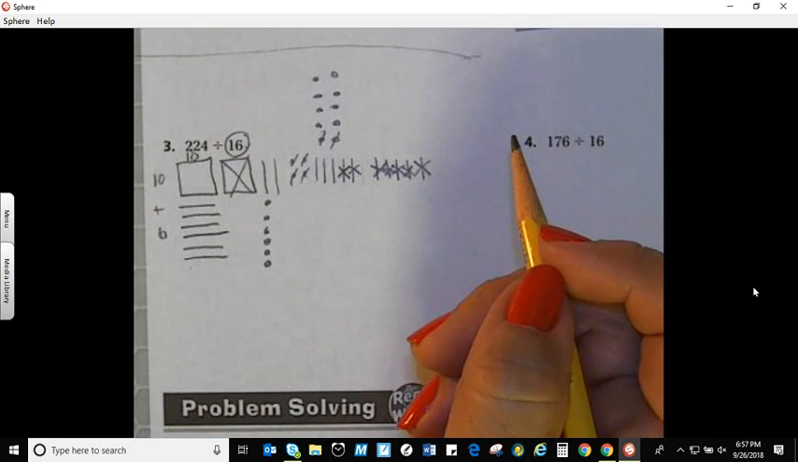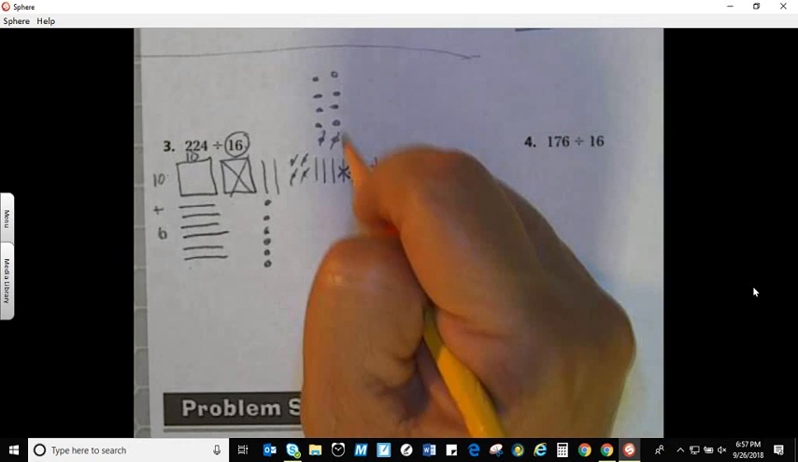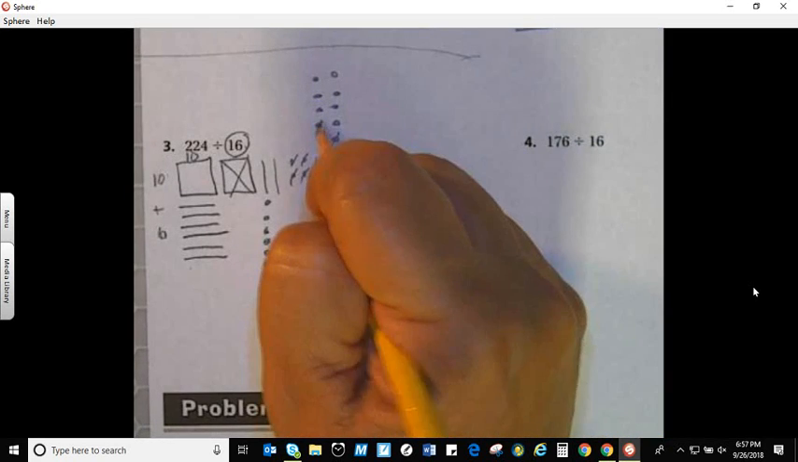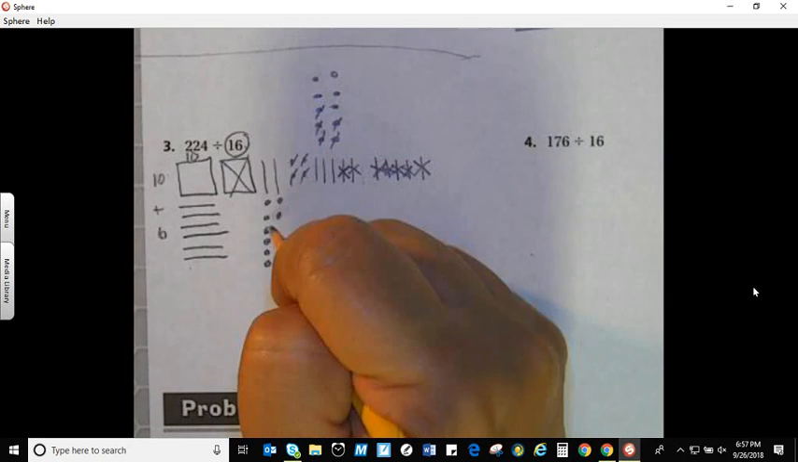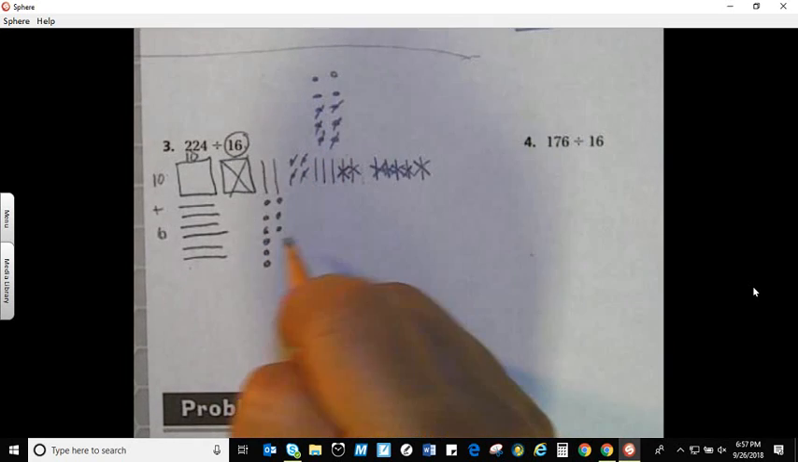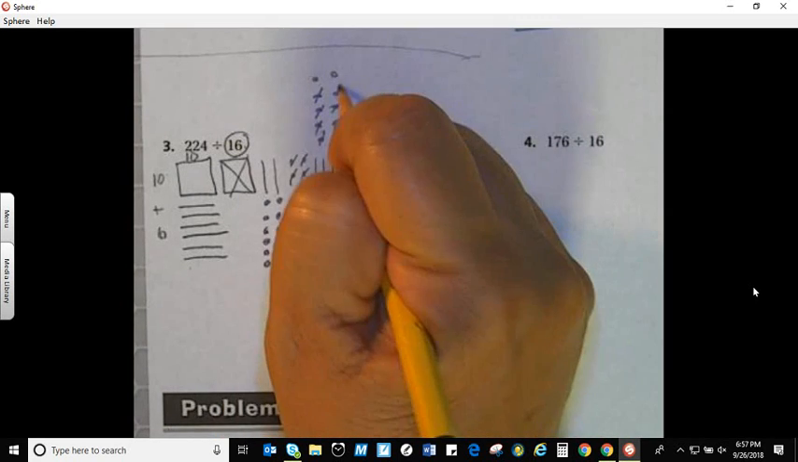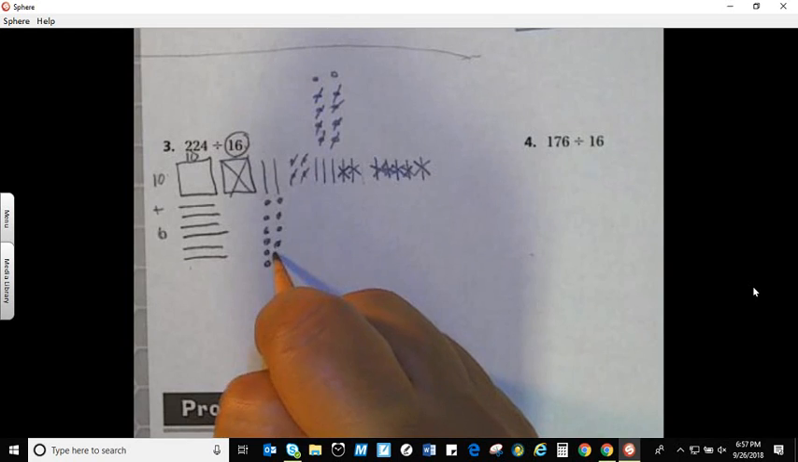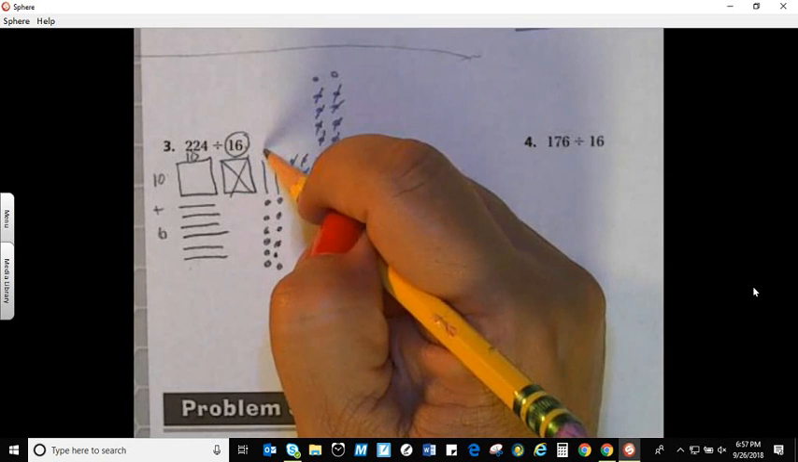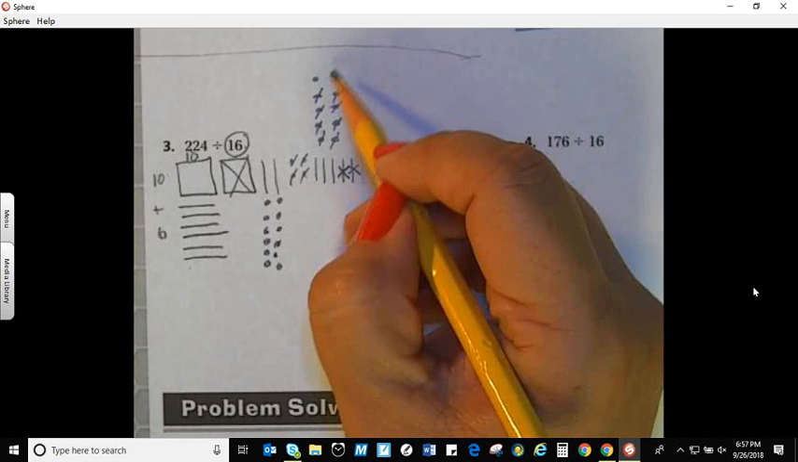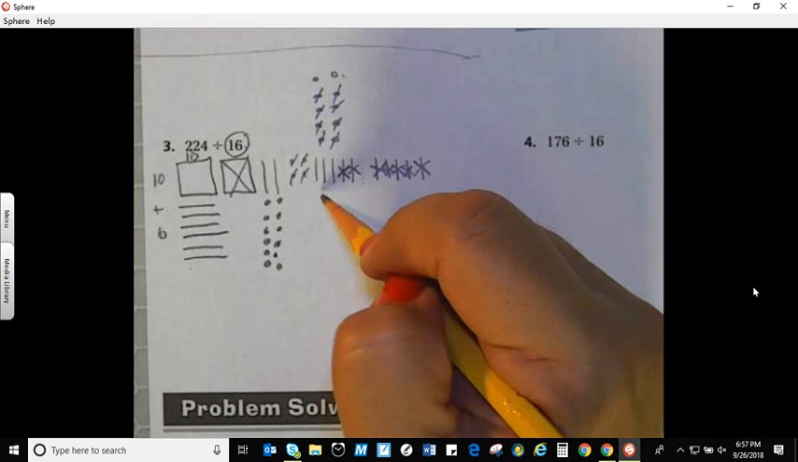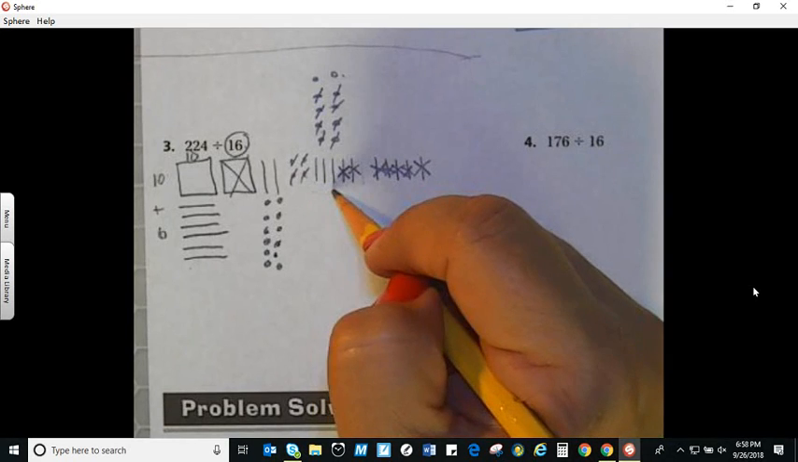Now this one over here, 1, 2, 3, 4, 5, 6. All right, so I have so far 1 group, 2 groups. But look how many I have left. I have 2 units that are left, but how many 10s? I have 1, 2, 3 10s.